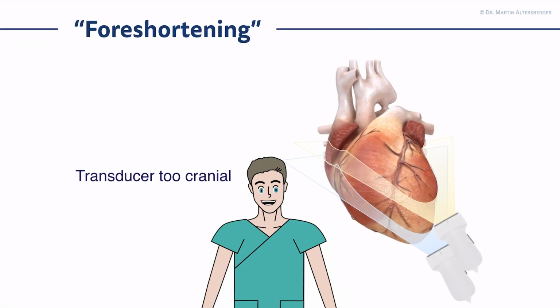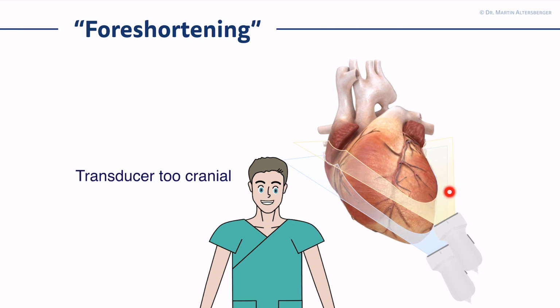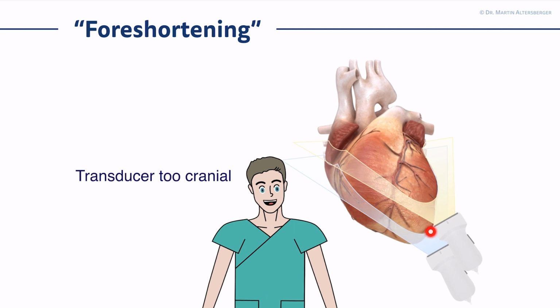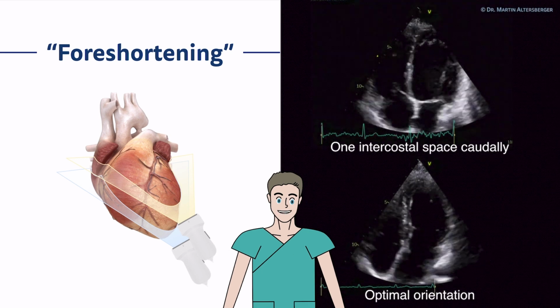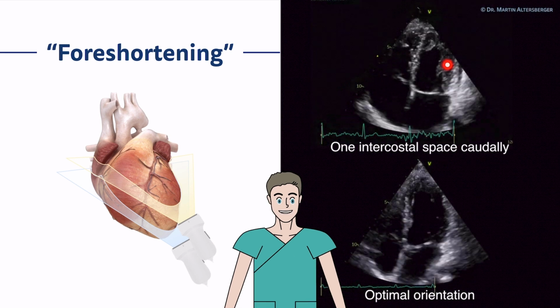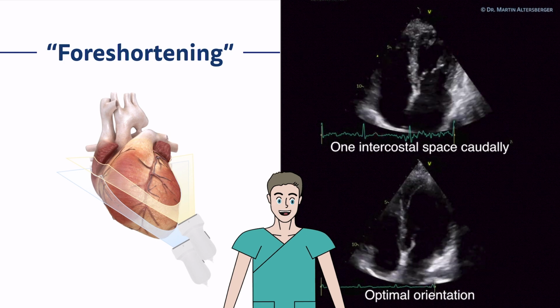Now, as promised, we have to talk about foreshortening. By means of foreshortening, the transducer is simply too much cranial. That is why we do not cut the LV apex but the left ventricular walls. And by doing so, we can never see the true apical areas. And here's an example which is nicely seen, where the papillary muscle reaches almost the apex, which cannot be.